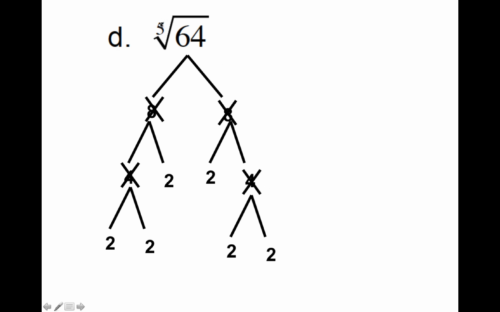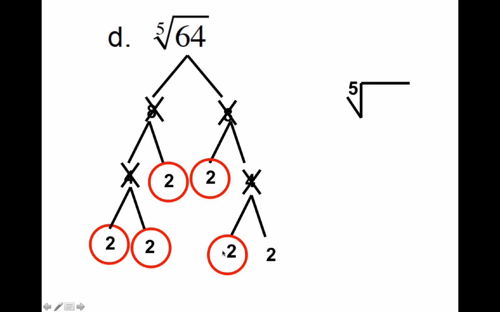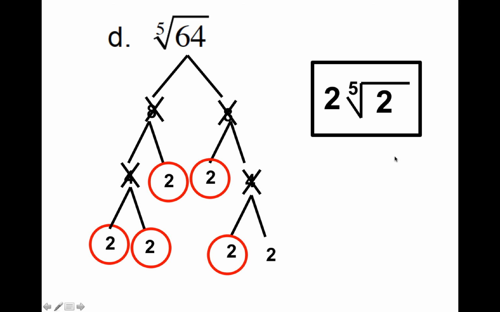So again, notice we're trying to find the 5th root. So now I'm looking for groups of 5. So I'm going to count off. I need 5 of the same value. So we have 5 2's, so the 2 comes out. And this one does not have 5, so this one's stuck inside, so it's just 2 inside. That is your answer.